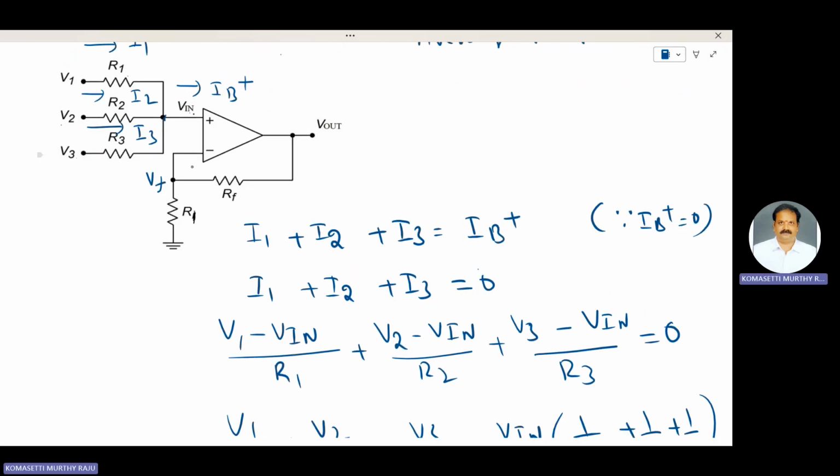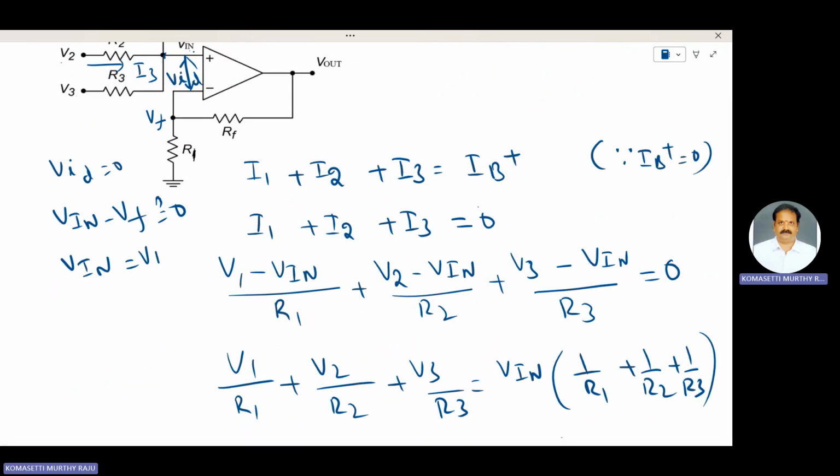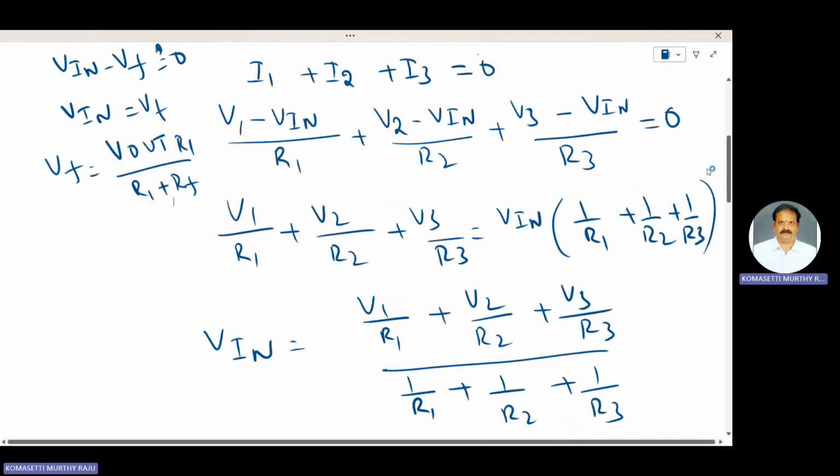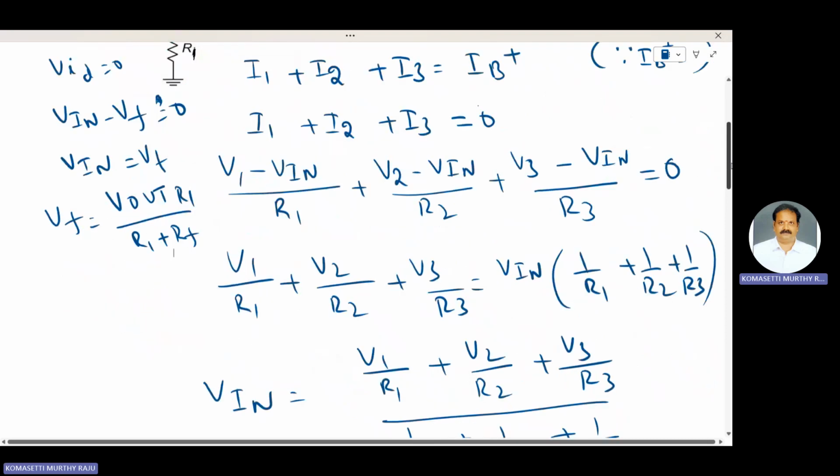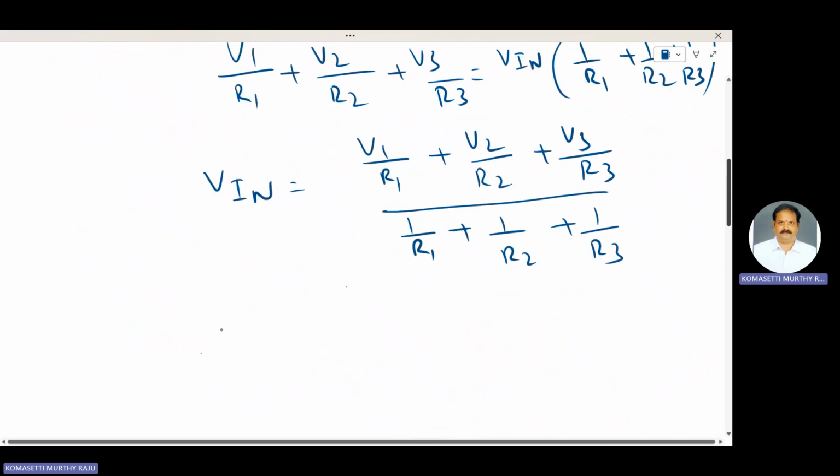But Vf, according to the virtual ground concept, VID is equal to 0. VID equal to 0 means V in is at plus, Vf is at minus. Therefore, V in minus Vf is equal to 0, so V in is equal to Vf. But Vf is equal to V out into R1 by (R1 plus Rf).